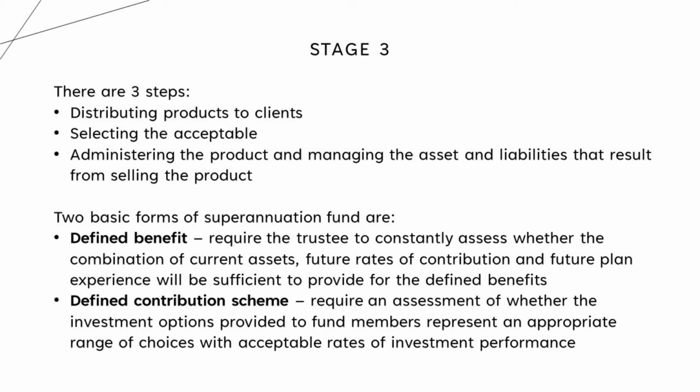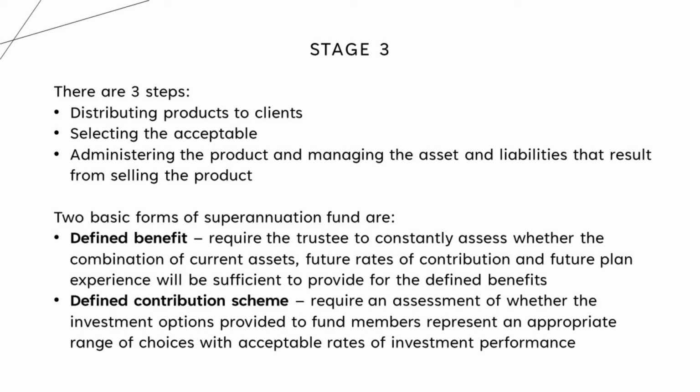Stage 3 is manufacture and distribution of the product. For financial products, there are generally 3 steps. The first step is distributing the product to clients. The second step is selecting the acceptable risk. And the last step is administering the product and managing the assets and liabilities that result from selling the product.